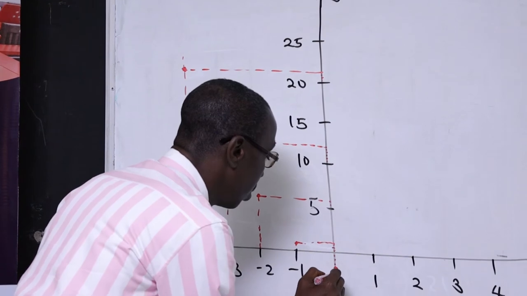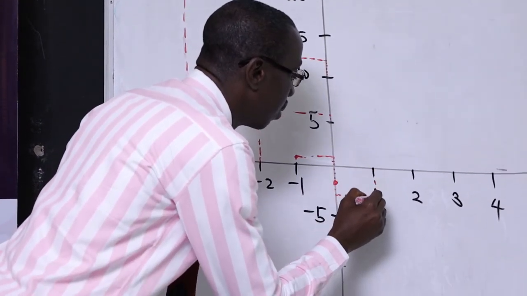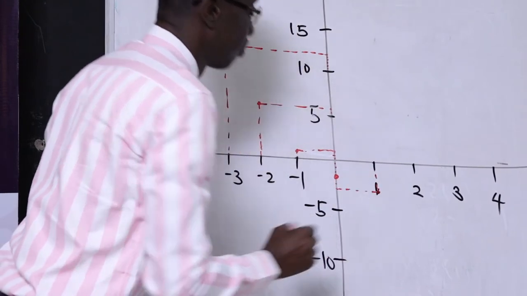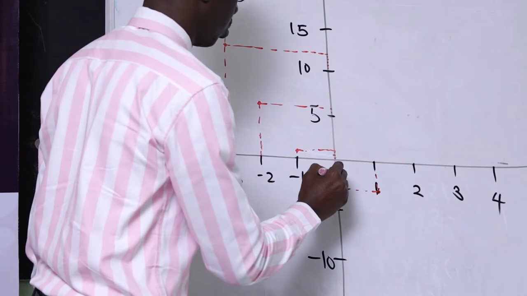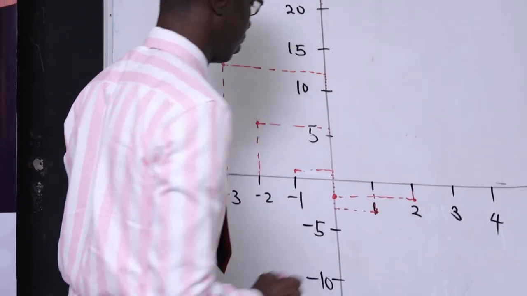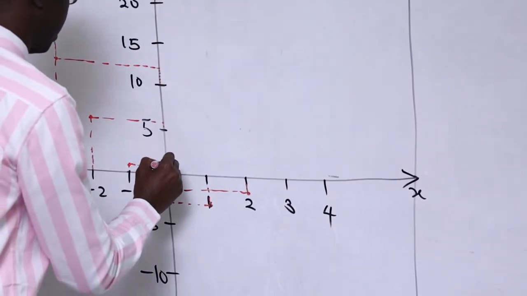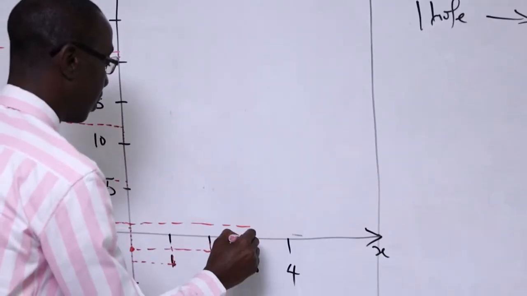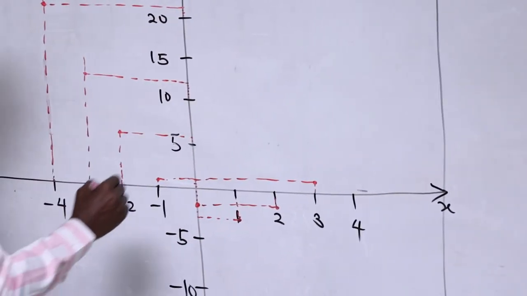Okay? So, two is minus two. Three is one. Then four is six.